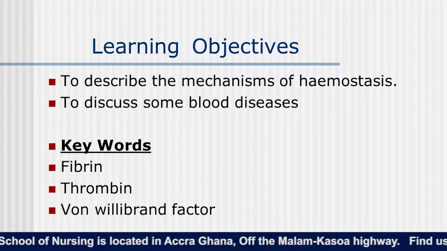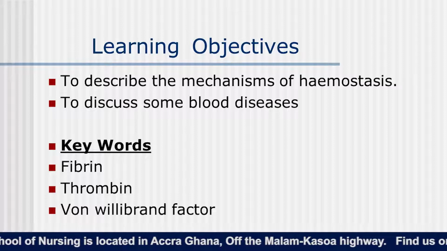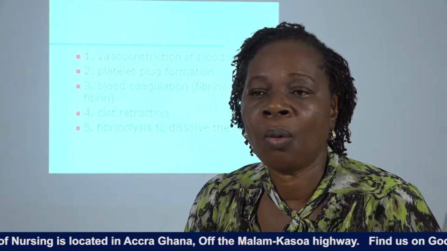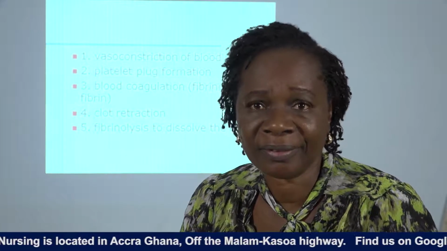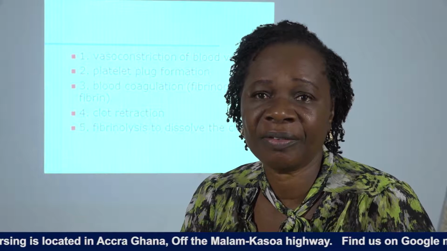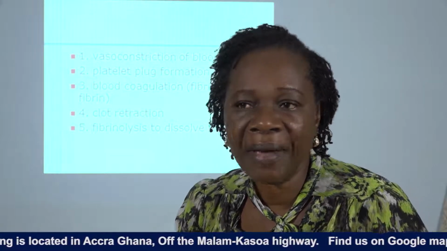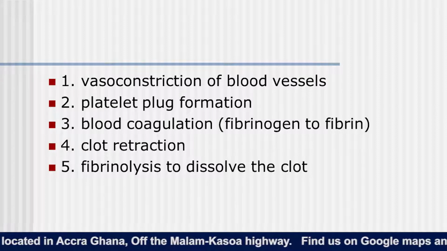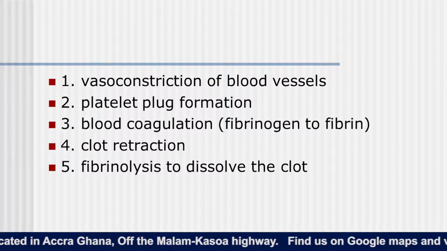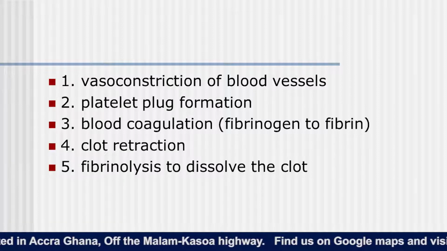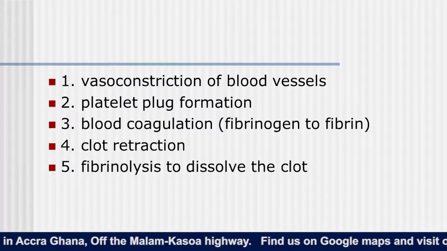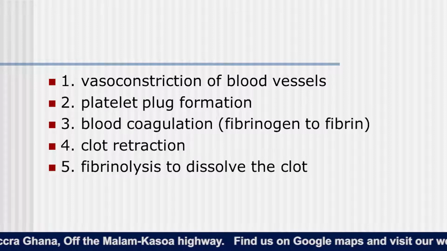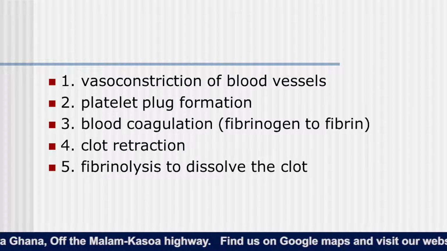They are all parts that make the blood clot or help the blood clot so that we don't lose too much blood. Now, once there is a cut in a blood vessel, the first thing is that the blood vessels will constrict, and we call that vasoconstriction. And the platelets will form a plug. The platelets come together to form a plug, and blood coagulation begins.